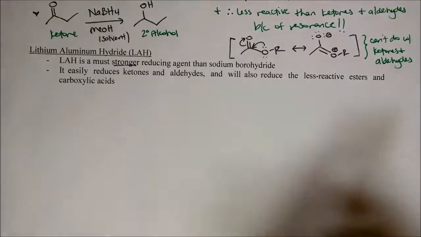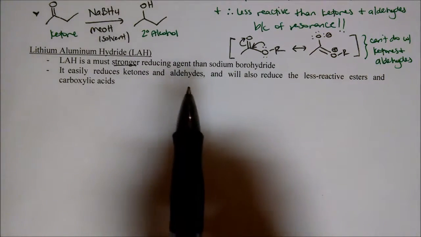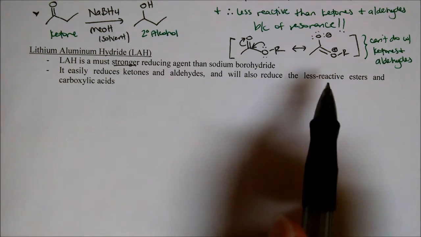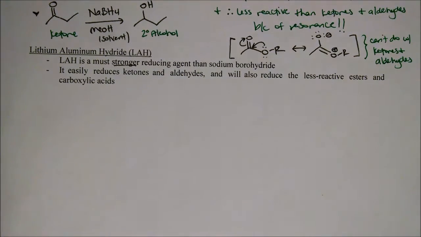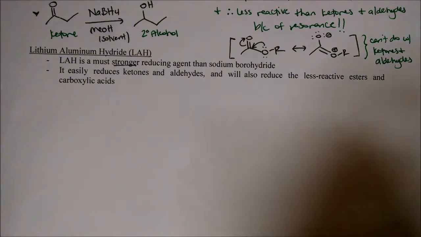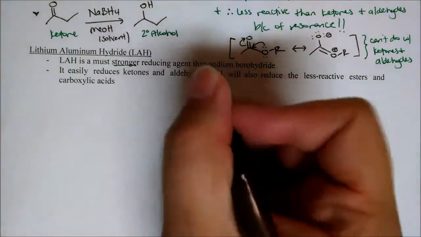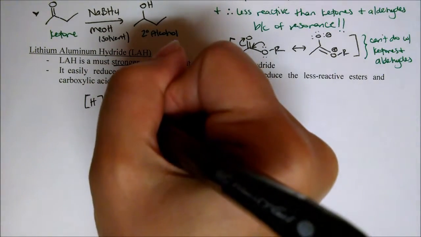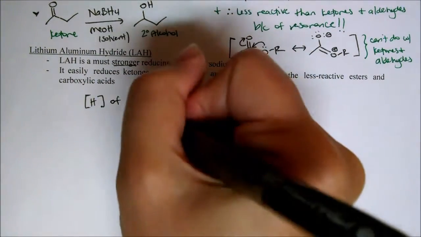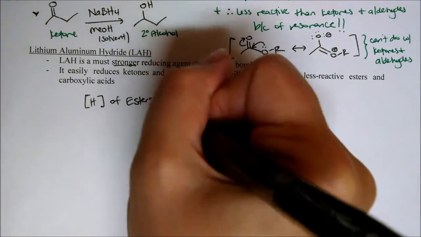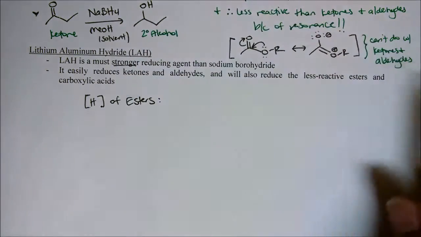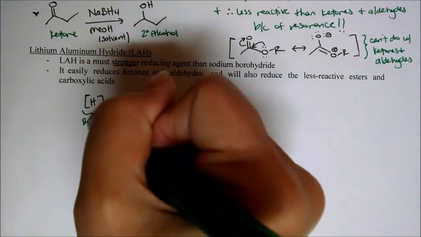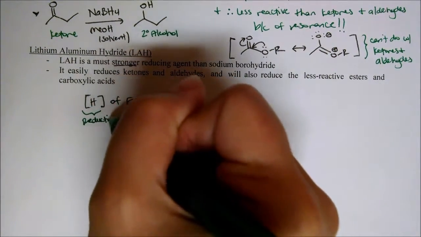Much stronger. So it easily reduces ketones and aldehydes, almost like very exothermically so, and it will also reduce the less reactive esters and carboxylic acids. And depending on your scale, it can also do that very exothermically as well. So that looks like this. When we think about the reduction, this is what I abbreviate it this way. If you go back to the section when I talked about the reduction of alkenes, I think I used this term. But by this I mean reduction.